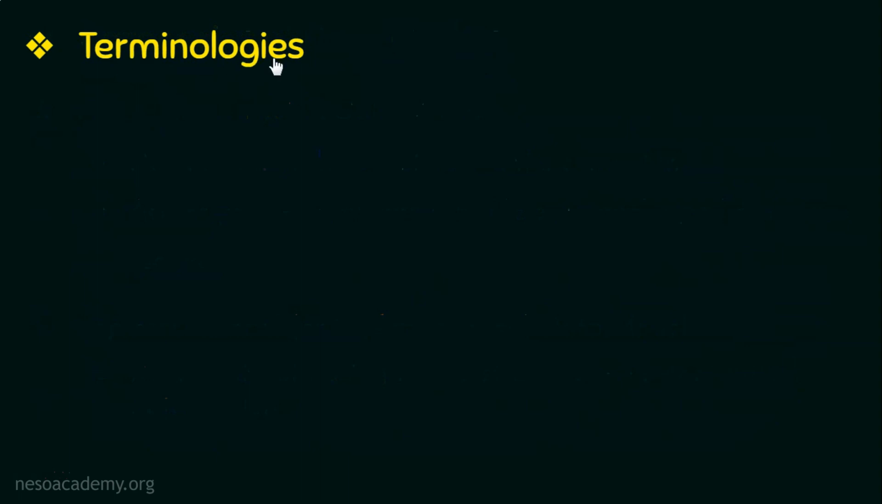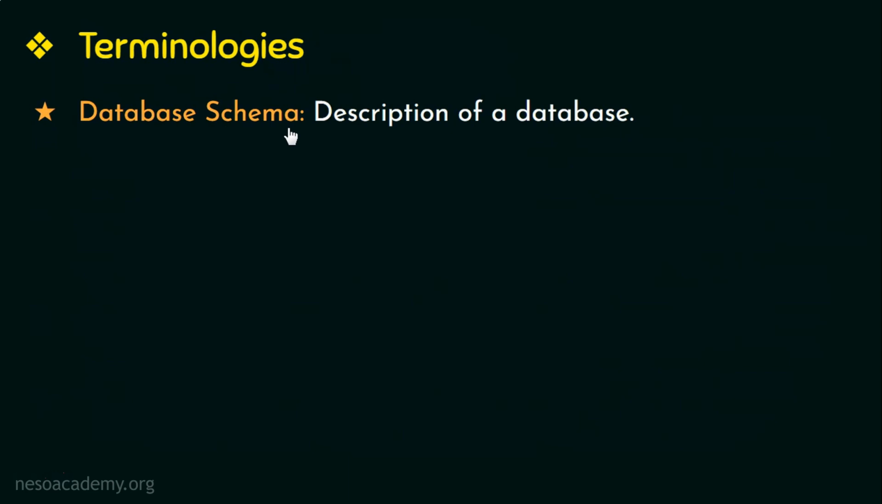Next are the terminologies that we need to familiarize ourselves with. The first one is database schema. A database schema is a description of a database. In our first video, we have seen that metadata is also a description of a database. Now, what is the difference between metadata and a schema? Metadata is data about data, or in other words, it describes the data in the database, whereas a schema is just a plan or a layout or a blueprint of the database. A schema is a subset of metadata, or it is one of the components of metadata.